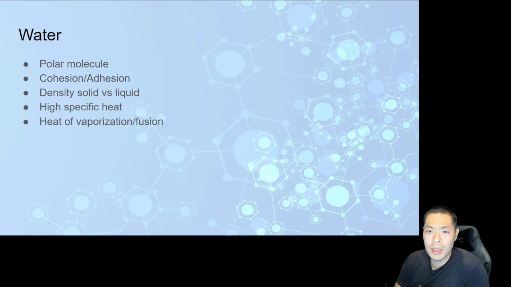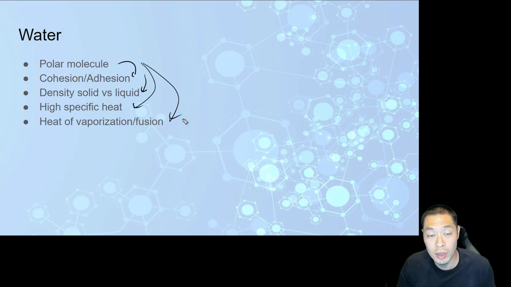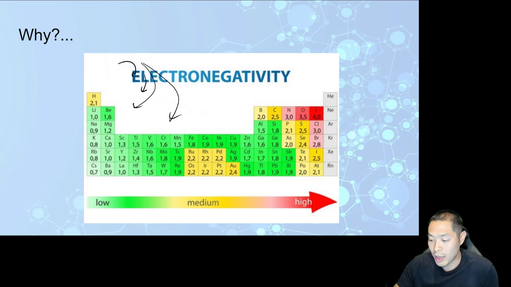So water has a couple of properties. It's polar, which we're going to explain. And because it's polar, it's going to have all these other qualities. Because of this, it's going to have cohesion and adhesion. It's going to have a certain property between solids and liquids. It's going to have high specific heat. And because of that, it's also going to have a high heat of vaporization or fusion. So it's going to take a lot of energy to break it apart. It likes to attach to things that are polar. And because of that, it really gives us the key element to sustaining life. And the main thing that makes this possible is something called electronegativity.